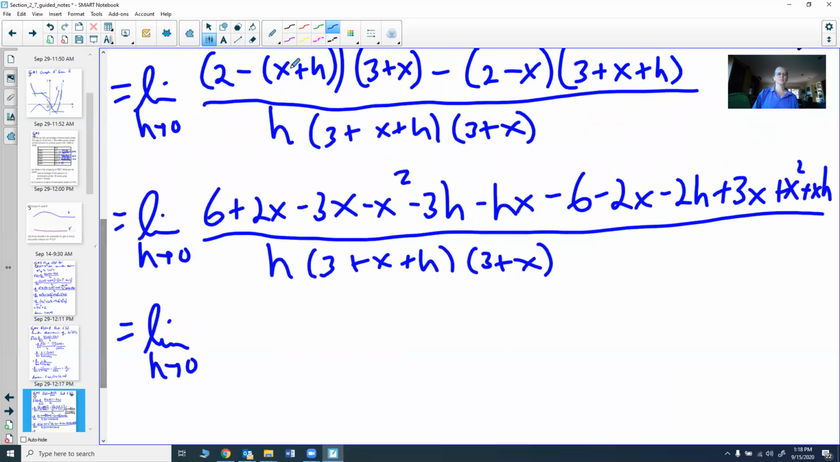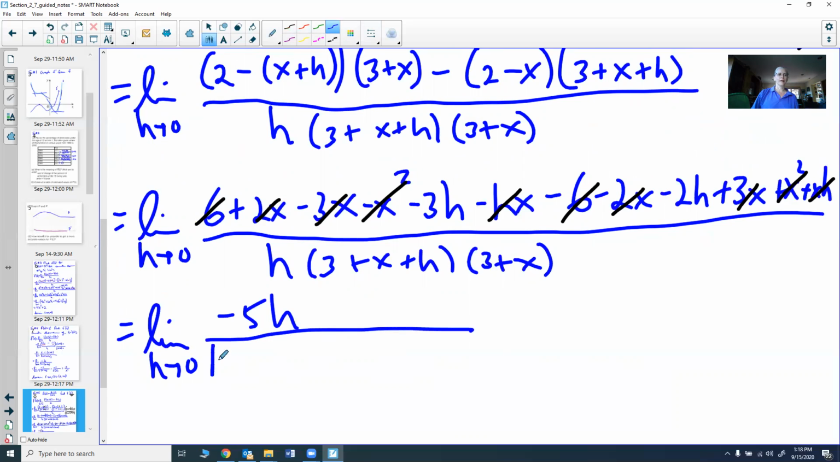All right, so now we're going to collect like terms. I notice my 6 cancels with my 6. My 2x cancels with my 2x. My 3x cancels with my 3x. My hx cancels with my xh. And my x squared cancels with my x squared. So I end up with minus 3h and minus 2h. So I end up with a minus 5h in the top over h times 3 plus x plus h times 3 plus x.